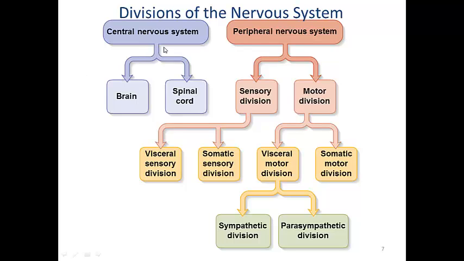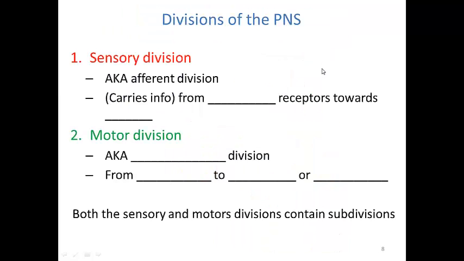So the central nervous system is rather simple compared to the peripheral nervous system. Let's take a look at these divisions to the peripheral nervous system called sensory and motor. Sensory, of course, implies sensing something. The sensory division of the peripheral nervous system is also called the afferent division. That term afferent, if you recall, means to bring something towards a center. The center is the central nervous system.